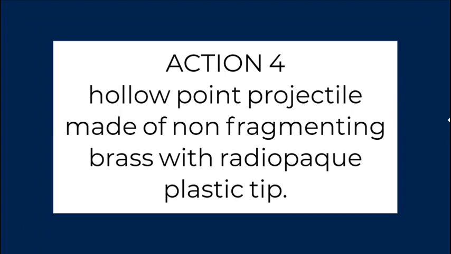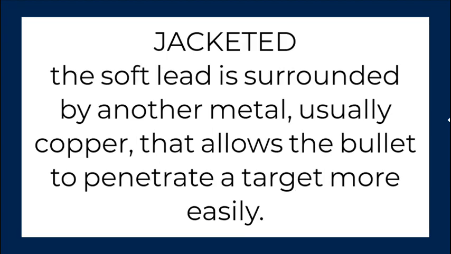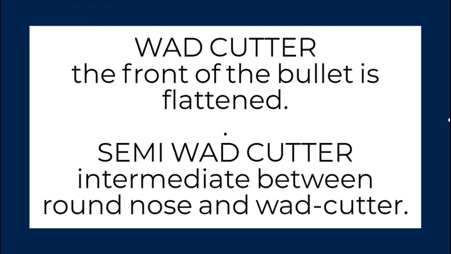Action 4. Hollow point projectile made of non-fragmenting brass with radiopaque plastic tip. Hydra-Shock. Hollow point projectile with soft deformable anterior and hard posterior core. Jacketed. The soft lead is surrounded by another metal, usually copper, that allows the bullet to penetrate a target more easily. Wad cutter. The front of the bullet is flattened. Semi-wad cutter, intermediate between round nose and wad cutter.